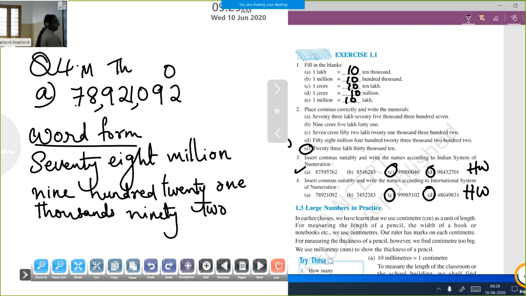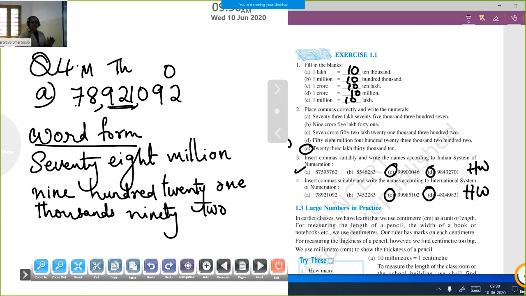You have to listen properly. Is the teacher making any mistake or not in the number name? Listen carefully. See, the teacher wrote 78, that is the first, starting with the 78 million period. Then 921, together we will write 921. Then the period, thousands: 921 thousands, then 92.